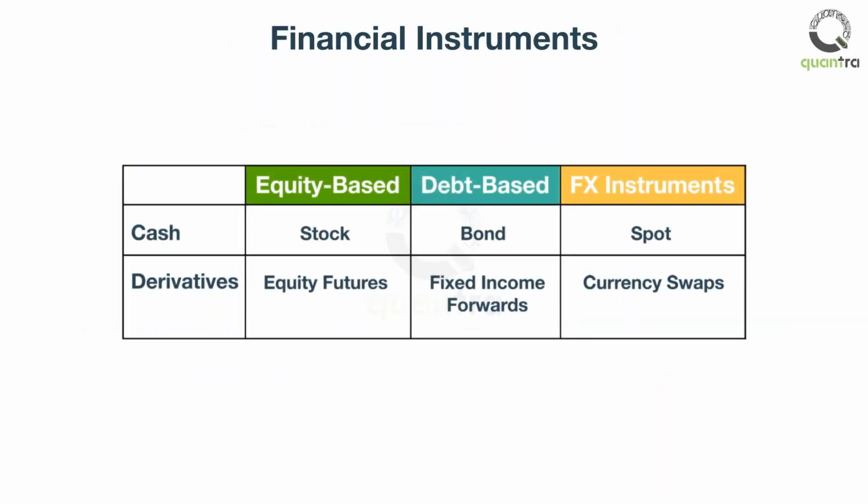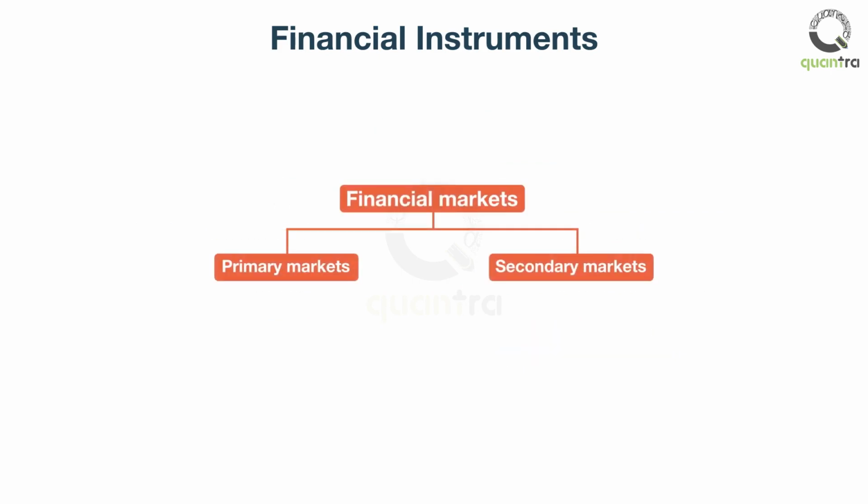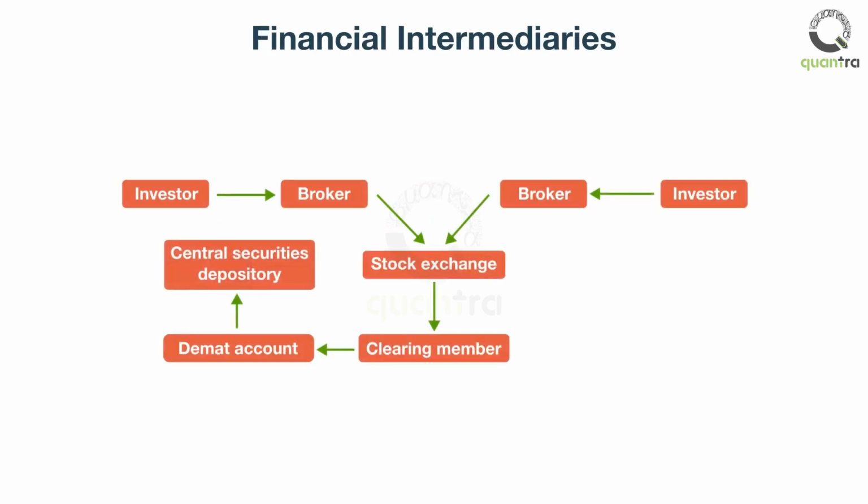Then, you learned about financial instruments traded in the financial markets. You learned about stocks, their types, benefits and risks of owning them in detail. After that, you learned about primary and secondary markets. You were also exposed to the trading workflow along with the details of various intermediaries that make up financial markets.